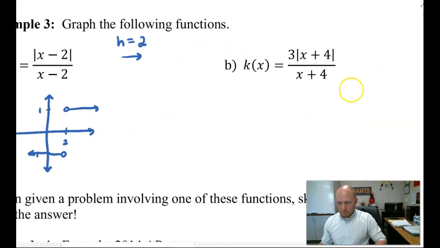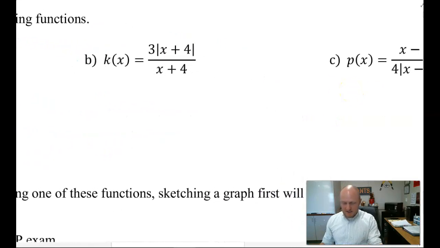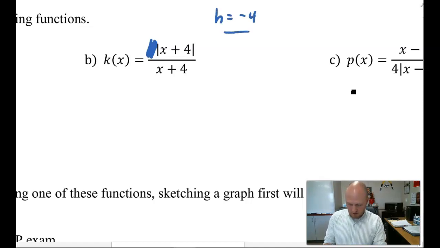All right. B. K of x is equal to 3 times the absolute value of x plus 4, divided by x plus 4. Hey, cover this up. Isn't that the same graph that we just saw? And didn't we just say this is an h value? But this time it's -4. That means we're going to the left, okay? And we also have a multiplier.